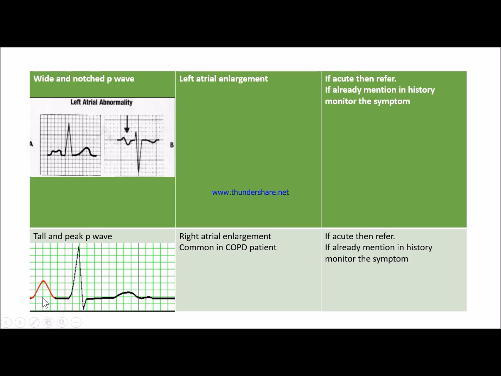Remember, if there is a tall peaked P wave, there will be right atrial enlargement. The common cause is COPD, chronic obstructive pulmonary disease. Right atrial enlargement will be there in COPD patients. As we already mentioned, if the patient has a history of right atrial enlargement, we need to monitor the symptoms because we know that they have right atrial enlargement. If it is acute, then we need to immediately call the physician and they will decide whether we can do the exercise or not. It's in their hands.